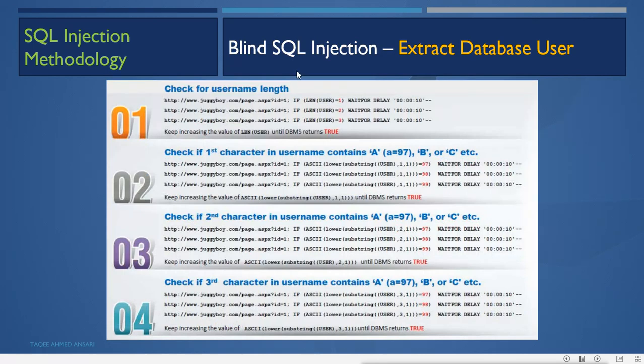And these are some examples of blind SQL injections where the attacker tries to extract the database users. It will check for the username length. For that it will run these queries and keep increasing the value of the length of the user until the database management system returns true. So it will start like length 1, length 2, length 3, trying to guess the username length, how many characters we have in the username. Then check if the first character in the username contains A or B or C, etc.